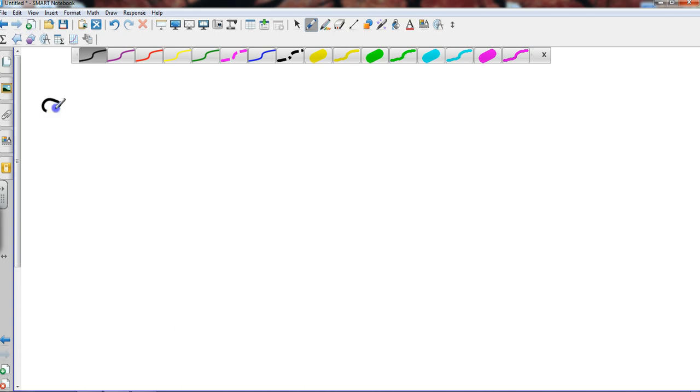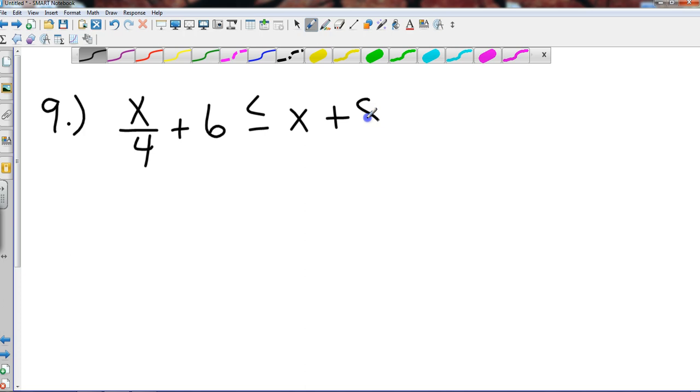Now, on number 9, I'm going to do a different technique than I showed some of you yesterday. We have a fear of fractions. We can't get over it. So I'm going to embrace it, and I'm just going to find a way to not have a fraction in that problem. Okay, how could I get rid of that x over negative 4? Multiply everything by 4.